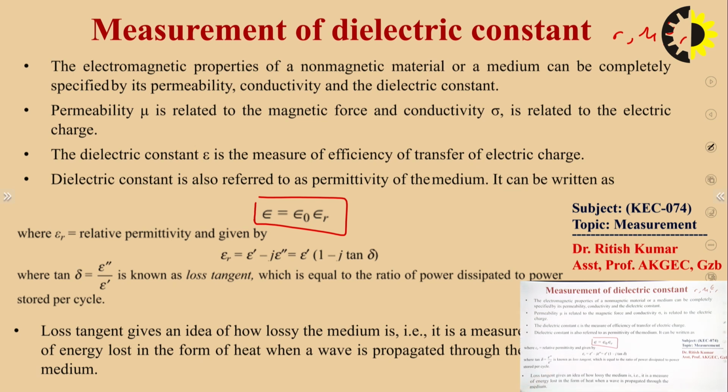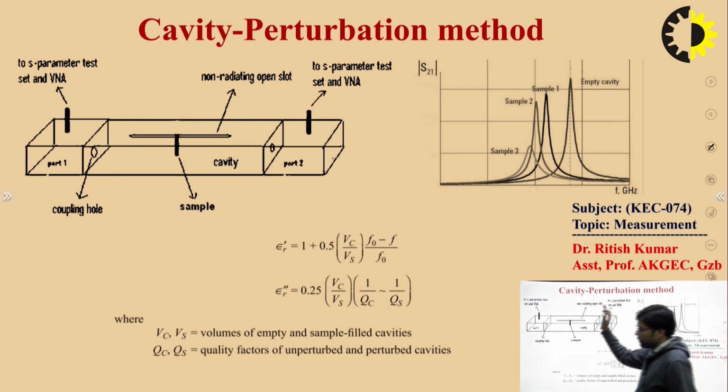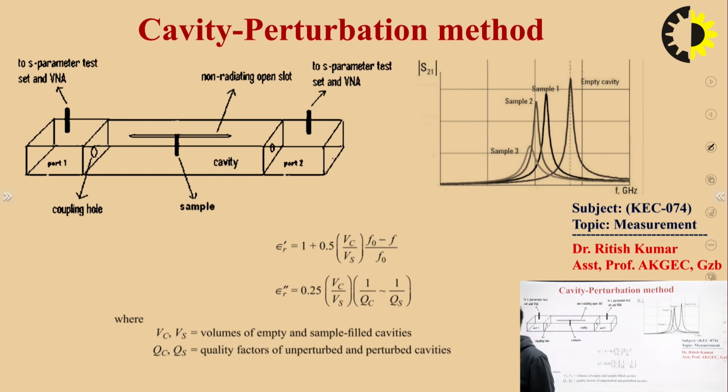So how can we measure the dielectric constant? The method is known as the cavity perturbation method. With the help of the slotted section again, we can measure the dielectric constant as well. Firstly, you can see here the setup. This is a slotted waveguide section, and because the waveguide has two ports, port number 1 and port number 2 here, you need to attach the VNA.